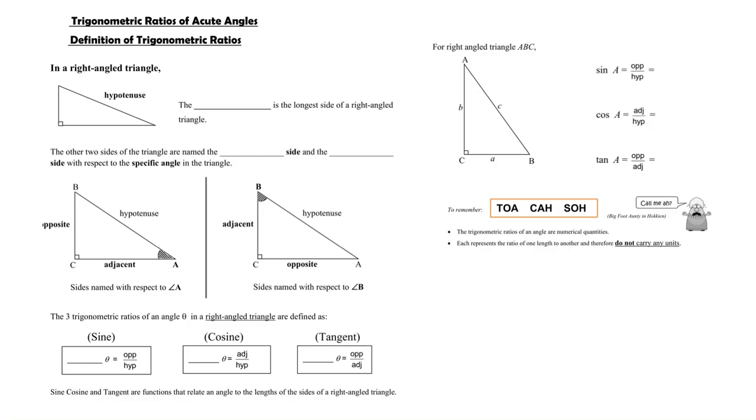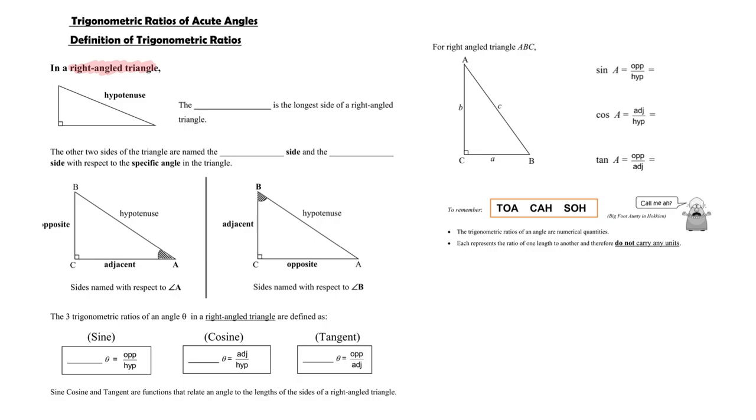Hello everyone, welcome to this video where we are going to be looking at what exactly is a trigonometric ratio. There are actually three of them that we are going to look at in this particular video. And in a right angle triangle, this is the most important thing. We should be looking at right angle triangles.